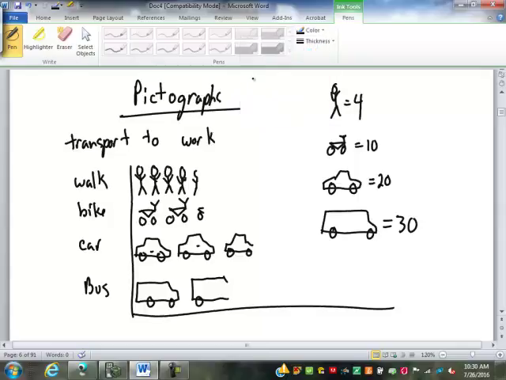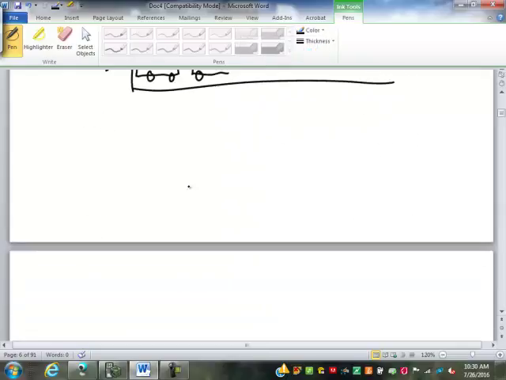Another thing that can be misleading about pictographs would be this. Let's say I want to compare company A to company B again. I want to do their sales again. I might do this.